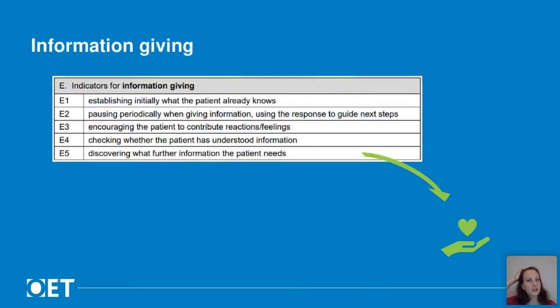And the final clinical communication criteria is information giving. In contrast to information gathering, this is about how you speak and provide information in those parts of the conversation where you need to do this, when explaining options, giving advice, and so on. But it's still focusing on how you include the patient in these sections.